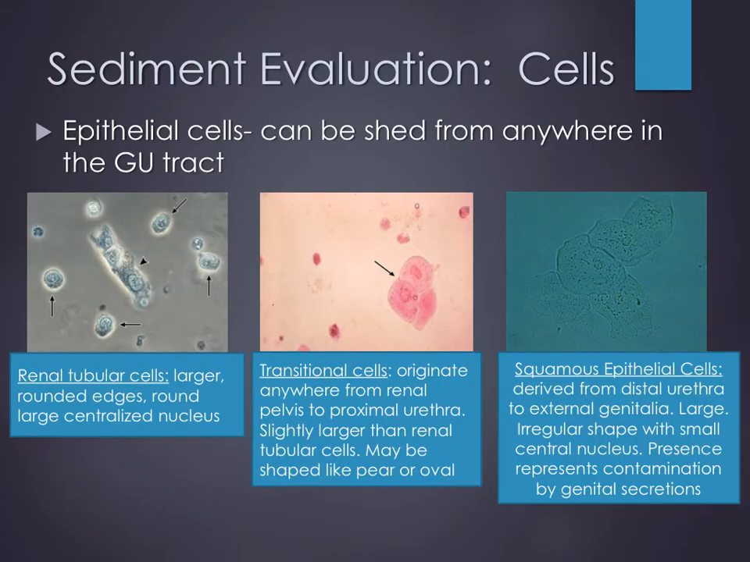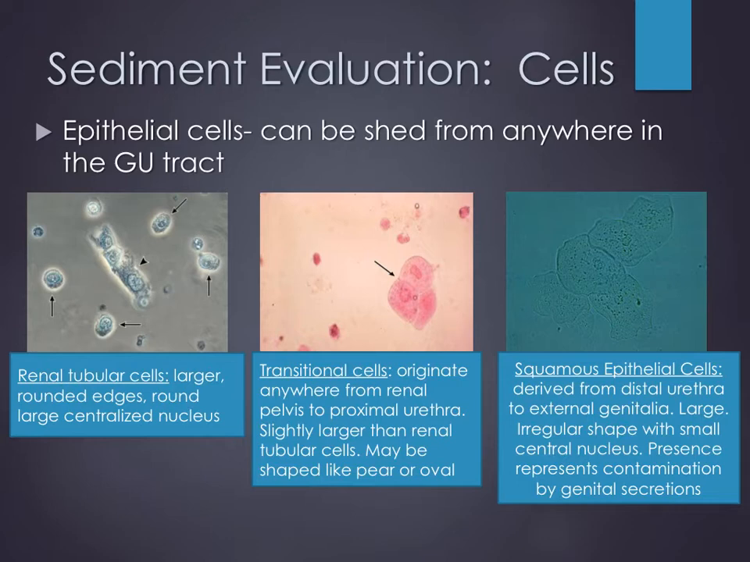Other cells that you might find in the urine sediment would be epithelial cells, and these can be shed from anywhere in the GU tract. I gave you a couple of examples here. You have the renal tubular cells here. They're larger, with rounded edges, and they have a large centralized nucleus. You also have these transitional cells here, which originate anywhere from the renal pelvis to the proximal urethra. Slightly larger than the renal tubular cells, they can be shaped like pears or ovals. The squamous epithelial cells come from the distal urethra to the external genitalia, and they're large and irregularly shaped.